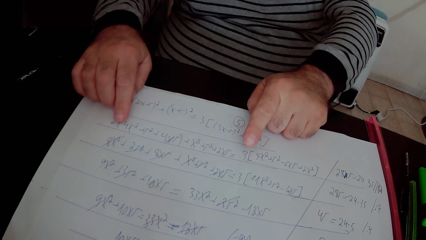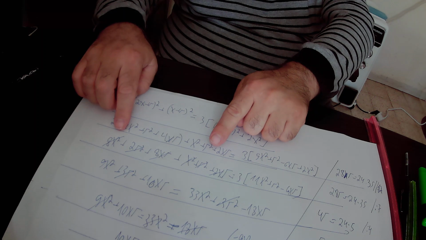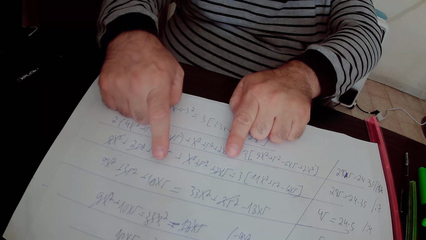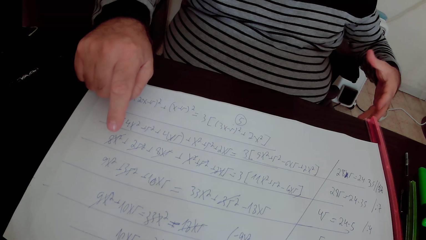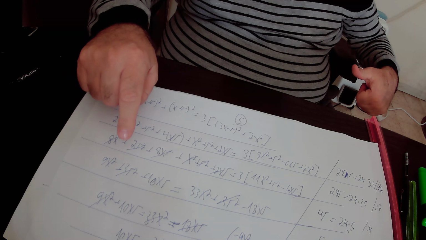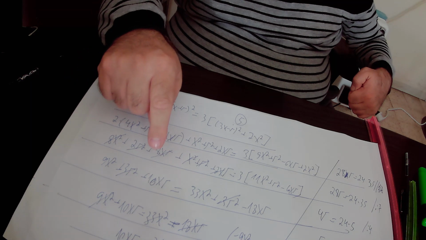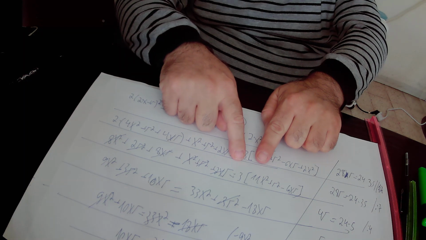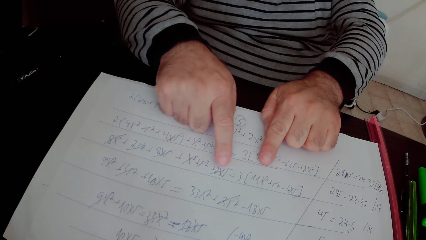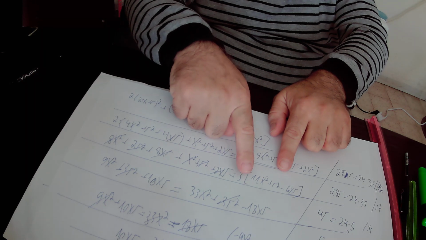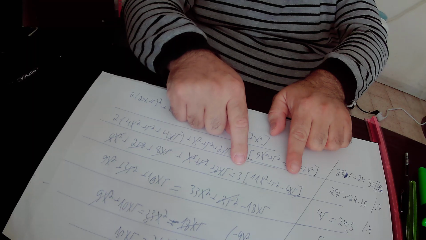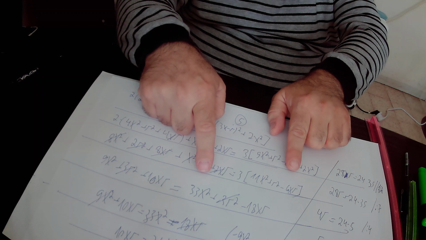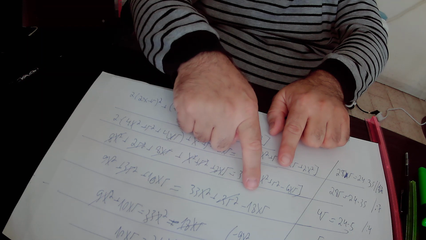In this side of the equation we have 8x squared plus x squared is 9x squared, 2r squared plus r squared is 3r squared, and 8xr plus 2xr is 10xr. In total, we have 9x squared plus 3r squared plus 10xr equals, here we open the brackets, 3 times 11x squared is 33x squared, 3 times r squared is 3r squared, and 3 times minus 6xr is minus 18xr. So in total we have 33x squared plus 3r squared minus 18xr.